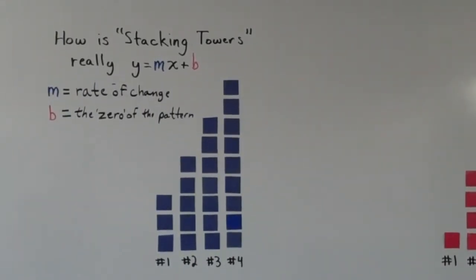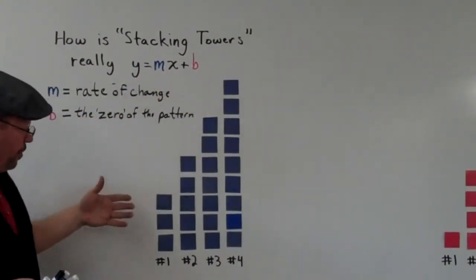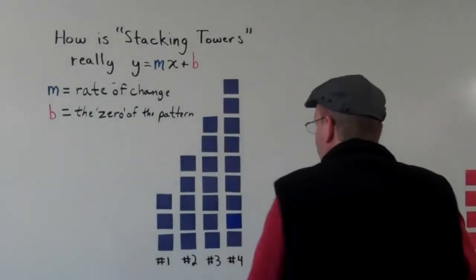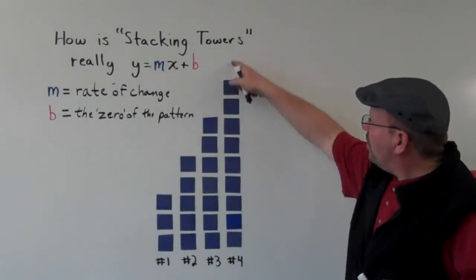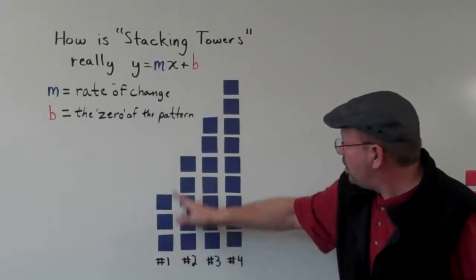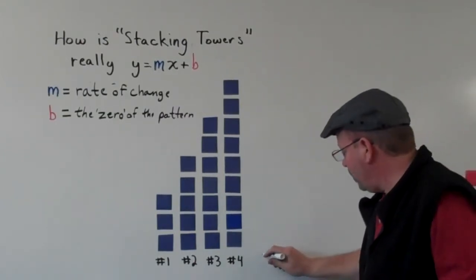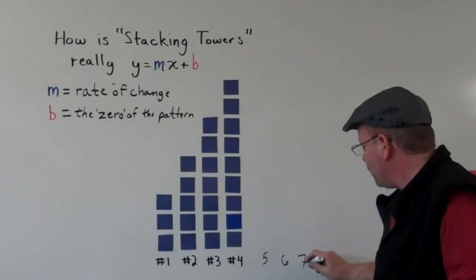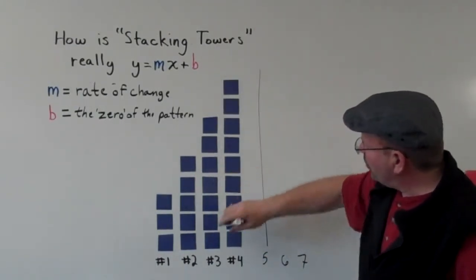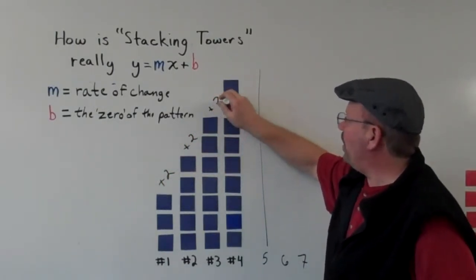Welcome, Algebra 1, 2, connecting y equals mx plus b with the stacking towers activity that we did. If you remember, we had this pattern of blocks, and each figure grew a little bit. If we look at this, we had to find the next few and draw them and really just find the height. You noticed pretty quickly that these were going up by 2 each time.